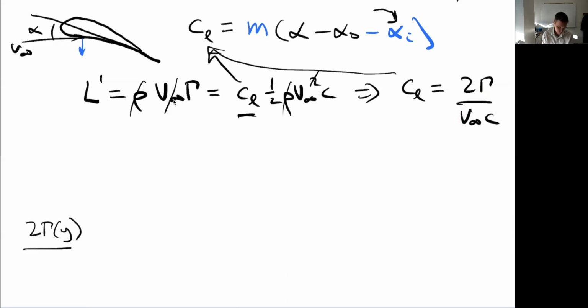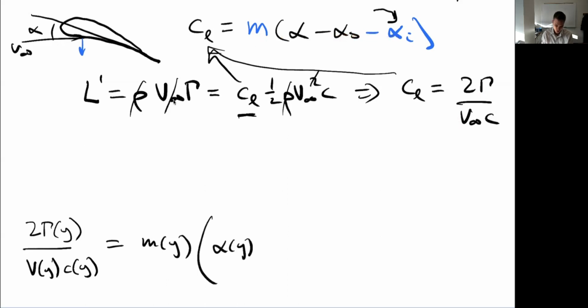I'm just writing this term out. V in general could be a function of y. c, certainly a function of y. The chord length varies along the wing. The lift curve slope could potentially vary along the wing. I'm now writing these terms. Angle of attack varies. Zero lift angle of attack varies. And now I've got to copy that expression from the last page.